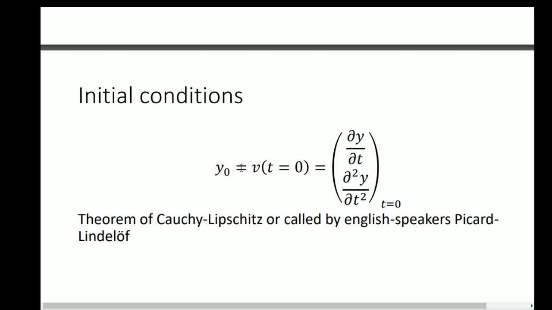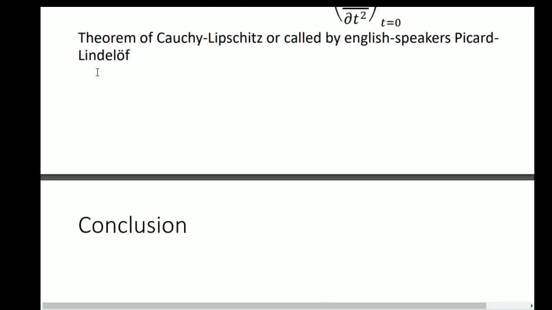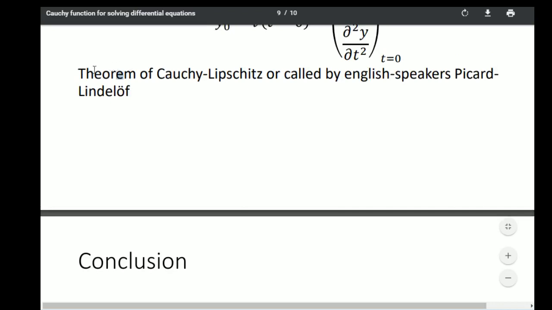So when you parameterize the value that the vector y takes at 0, you have uniqueness, and that is guaranteed for linear systems by the theorem of Cauchy-Lipschitz, as we call it in France. And I have heard that it's called Picard-Lindelöf for English speakers.